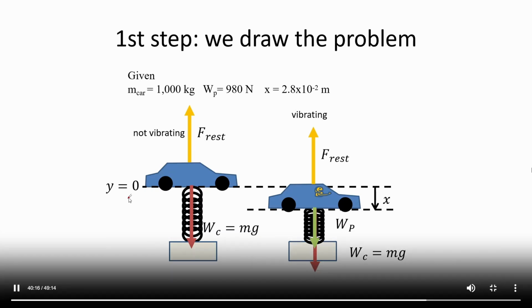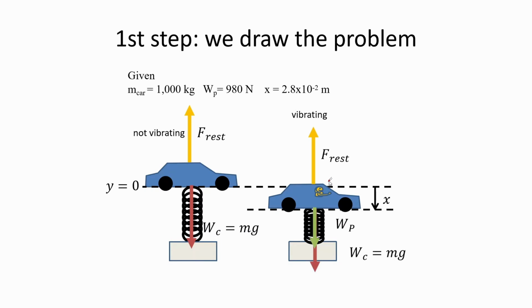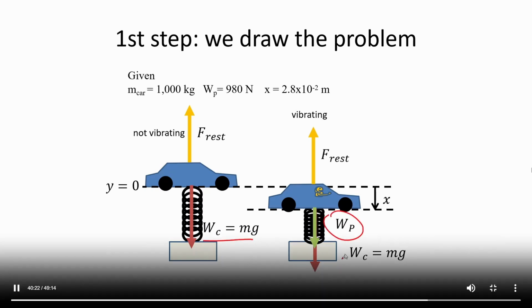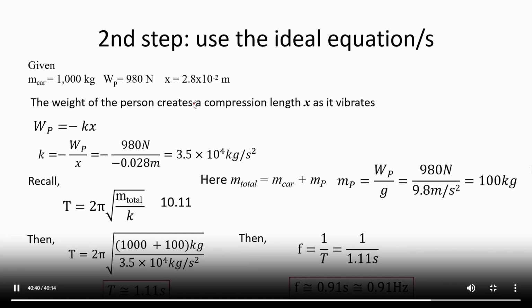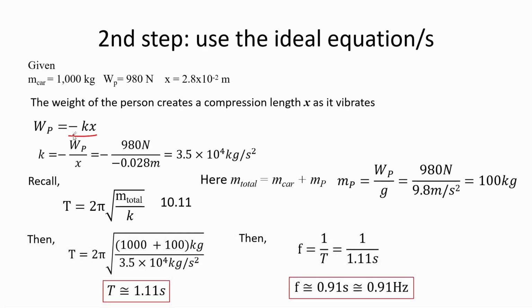So no vibration. Now, once it is vibrating, the weight of the person is added to the weight of the car. So of course, there is the compression length, which is given. And of course, there is the restoring force, the same as with this one. The weight of the car here is the restoring force. The weight of the person creates a compression length x. So minus kx is the weight of the person. So k can be written as negative weight of the person over x. Take note that if there is no weight of the person, there is no x there, so it's at y equal to 0. So k gives you this value of 3.5.